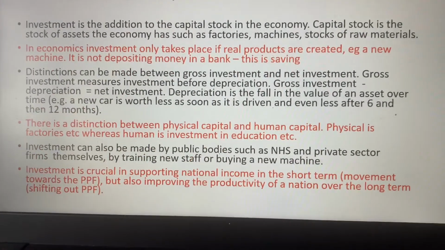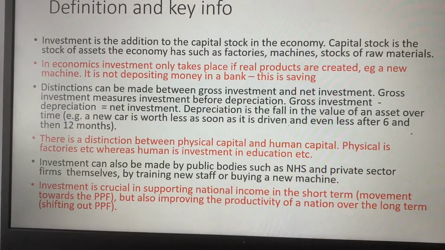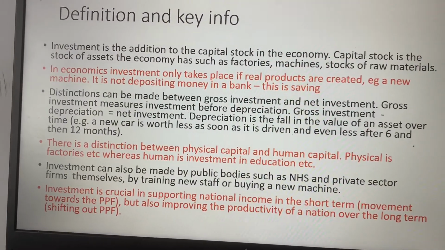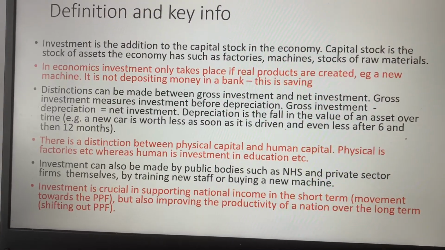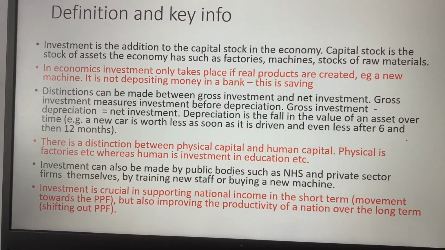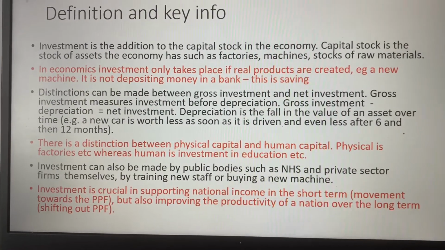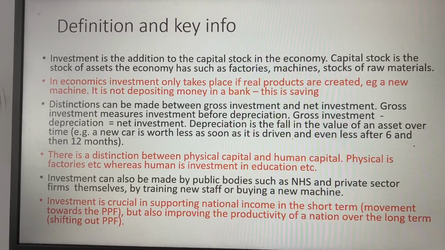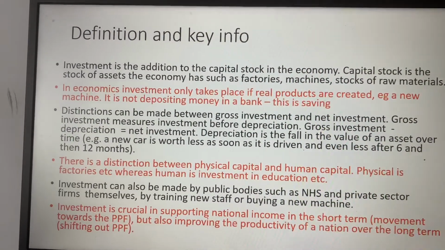There's a distinction between human and physical capital. Physical capital is factories, whereas human capital is things like education and investment into training. Investment can take place by private bodies as well as public bodies, such as the NHS, or firms such as Nissan. And investment is absolutely crucial in supporting growth in our economy over the longer term, shifting out that PPF.